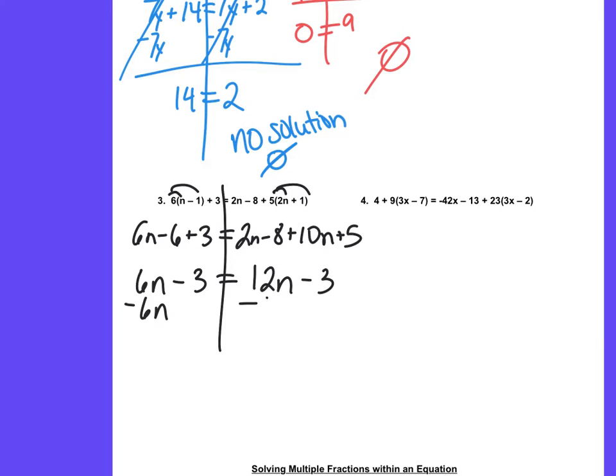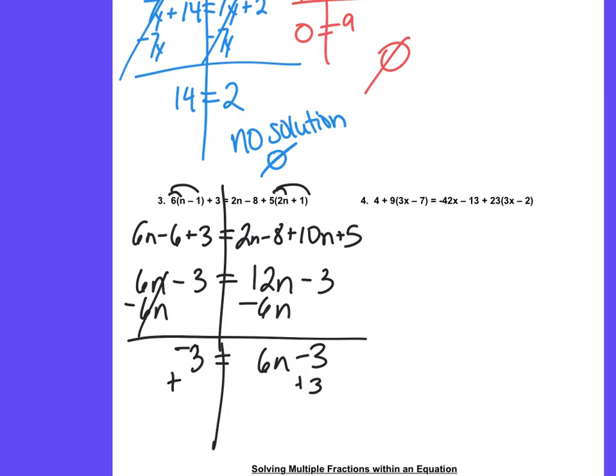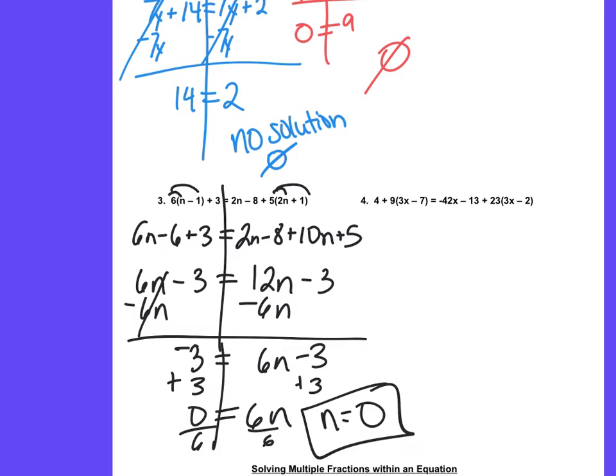I'm going to move the smaller one over. So negative 3 equals 6n minus 3. To undo the subtraction, we know we've got to add. So 0 equals 6n, last step is just to divide. 0 divided by 6 is just 0. So n equals 0 is my answer. So that would be a conditional one because we did get an answer on that one.